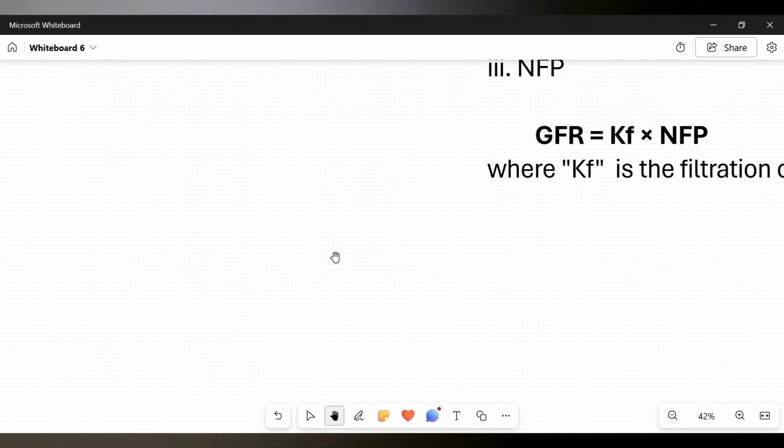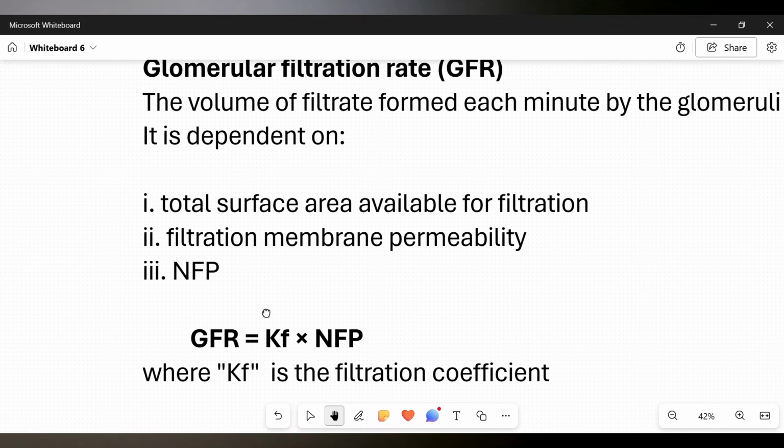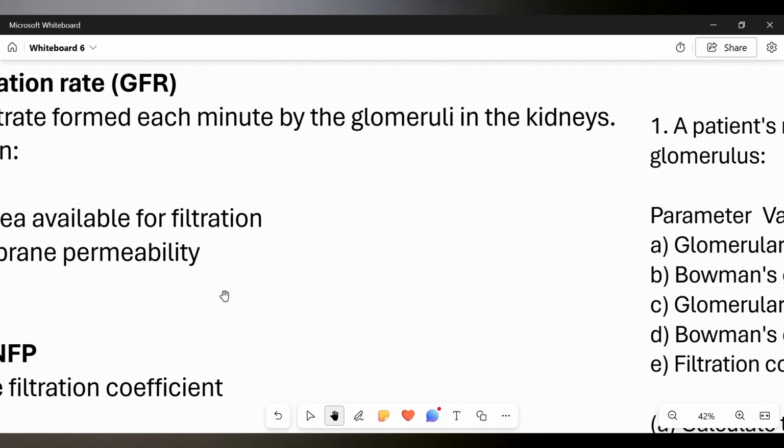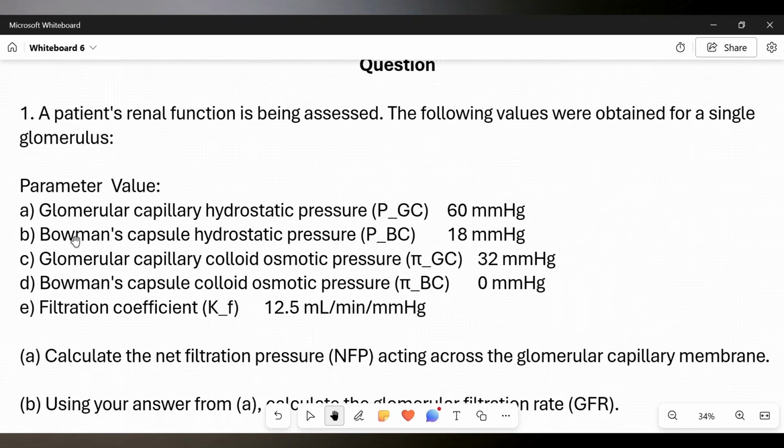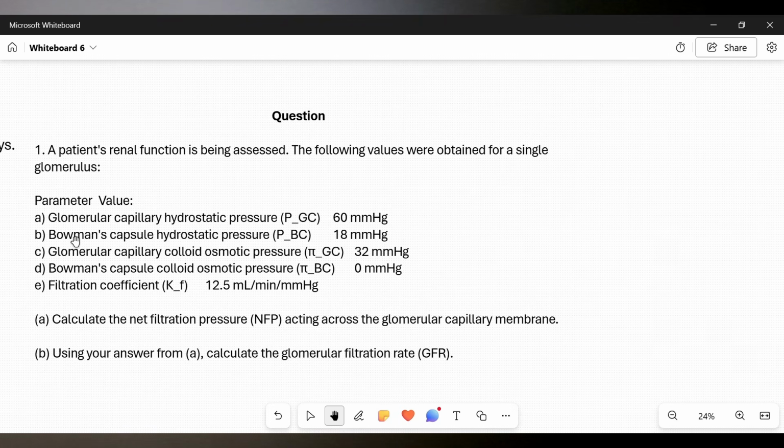Now, once we understand this, let's go back to the glomerular filtration rate and use a clinical scenario as an example to understand glomerular filtration rate. So we have this question. A patient's renal function is being assessed, and after the assessment, the following values were obtained for a single glomerulus. First of all, we have the glomerular capillary hydrostatic pressure, which is the same as glomerular blood hydrostatic pressure, of 60 millimeter mercury.